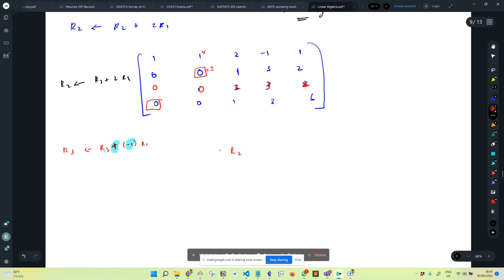Exactly. So you can do R2 equals R2 plus R1, right? You can do this. Is everybody able to see that if I do R2 equals R2 plus R1, I'll get a 1 here? But if you do this, what will happen? The entry that you made 0 also gets disturbed. You are right in saying that this entry will become 1, but you are also making the other entry 1.